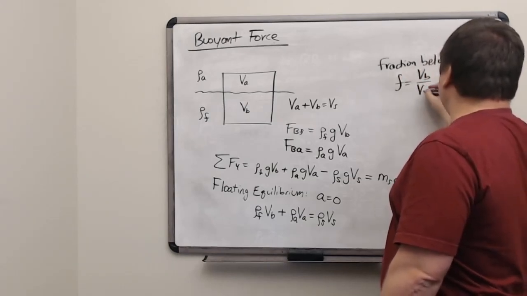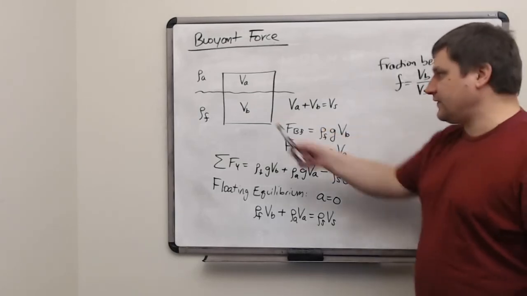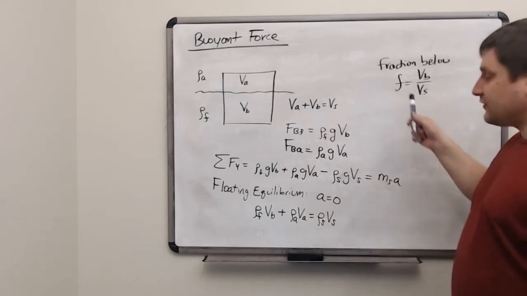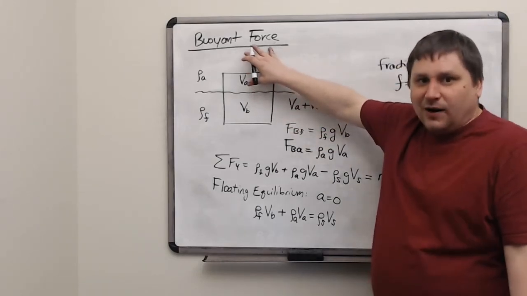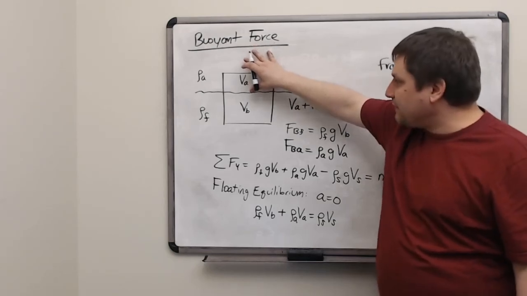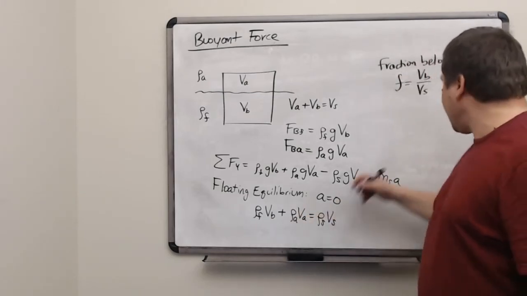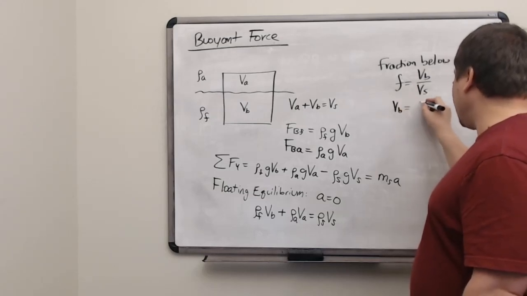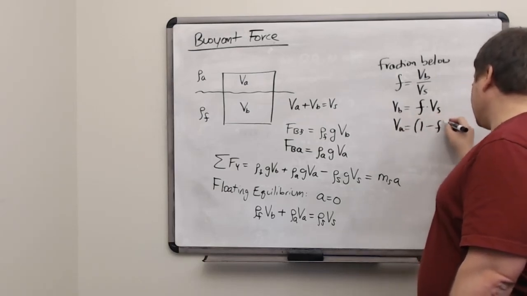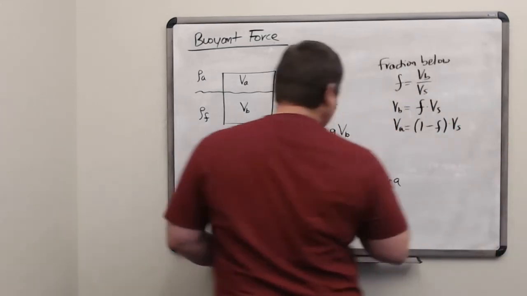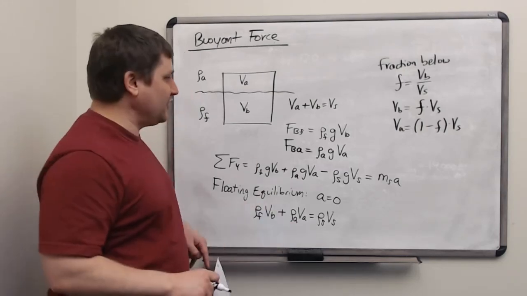One thing that we can do to make some qualitative conclusions here is define a fraction of the volume that is below the surface. So F would be equal to the proportion of volume that's below the surface. If the object is totally immersed, this fraction is equal to 1. And if it's just slightly skimming the top, maybe like a styrofoam ball, very close to the top, this fraction would be close to 0. So we can express our equilibrium equation in terms of this fraction, because V_B will be equal to F times V_S, and then V_A is equal to 1 minus that fraction times the volume of the entire solid. It's not one step to show this, but you can derive it pretty quickly.